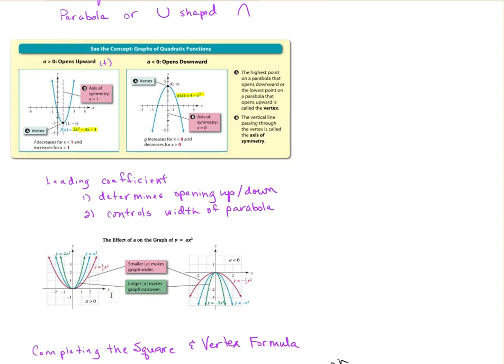So if we look here, the smaller the absolute value of a makes the graph wider. So this is like y equals 1/2 x squared. That's the red. Your basic one is the blue one, y equals x squared. The bigger the number gets, the narrower the graph. So here's 2x squared, so it gets that way. Same thing for the ones going down.